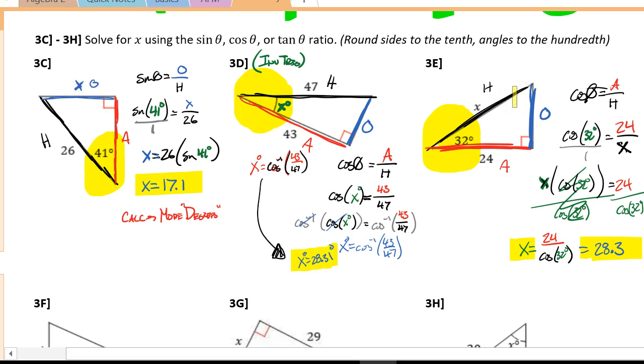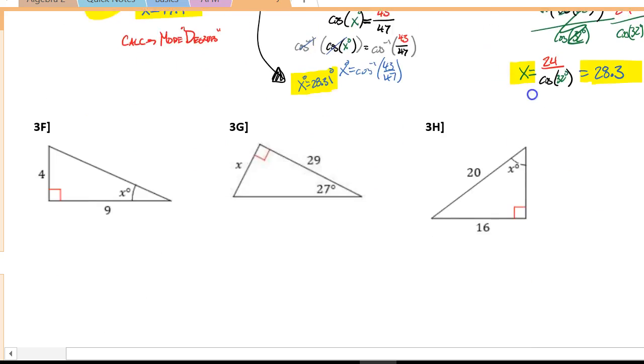These first three examples are a great representation of sometimes we're solving for a side length, as in 3C and 3E, and sometimes we're finding the angle measure. If we're looking for an angle measure, we're using inverse trig.